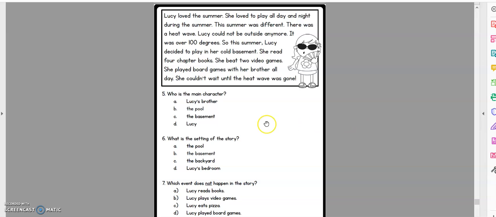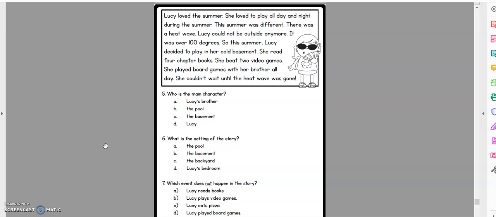All right, if I had to choose, it would be D, Lucy. Lucy is our main character. She's the one who the author speaks about mostly in this passage. All right, let's look at number 6 now. What is the setting of the story?